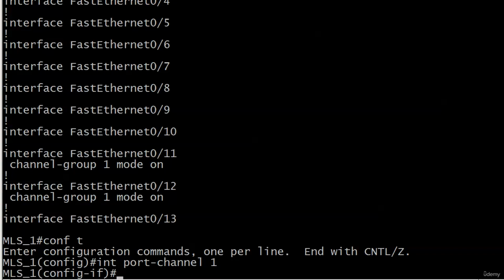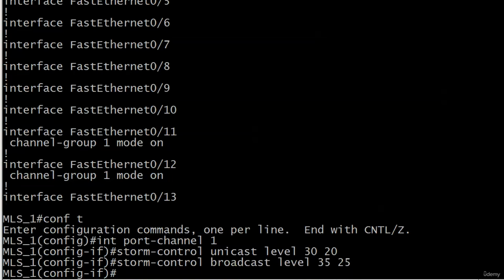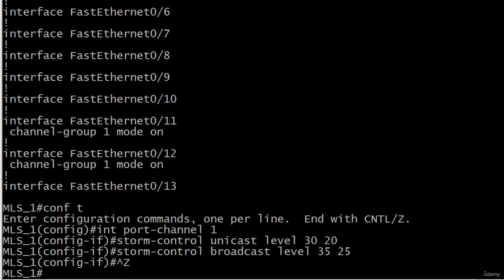You just configure it like you would any physical or logical channel. Just interface port channel 1. And let's just use my up arrow here. Let's just say that we wanted to set that to 30 and 20 for our threshold. And we're going to set it for broadcast as well. And we'll go with 35, 25 there. And that's all there is to it.